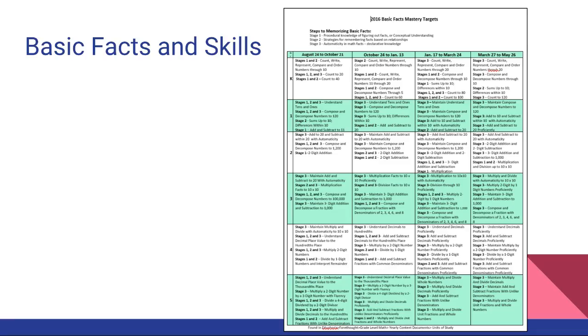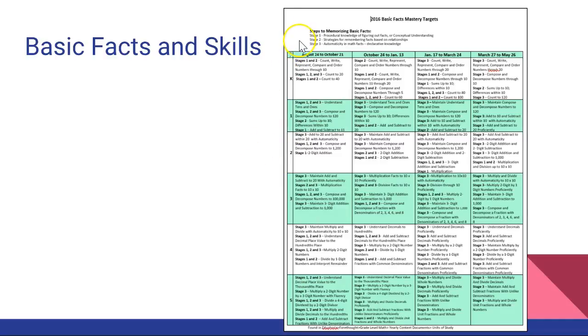Here's a basic facts and skills sheet for 3rd grade. Notice that these are the stages and steps and items that we are learning in 3rd grade. It tells you what 9-week period each of these stages are occurring. Notice we have kindergarten, 1st, and 2nd here as well.